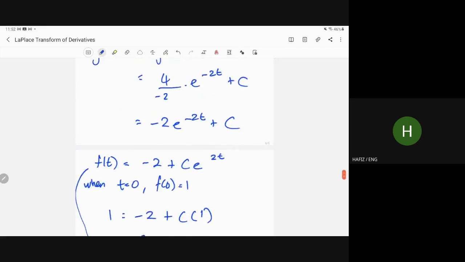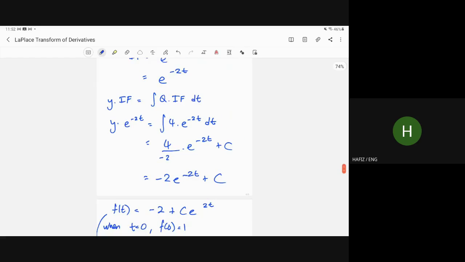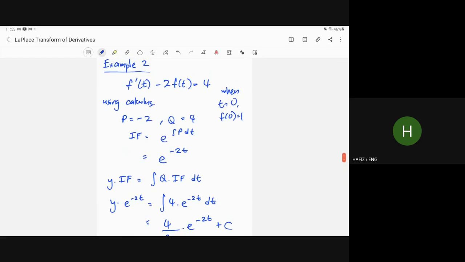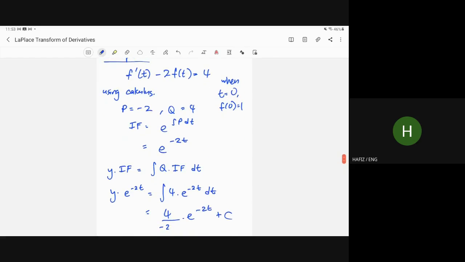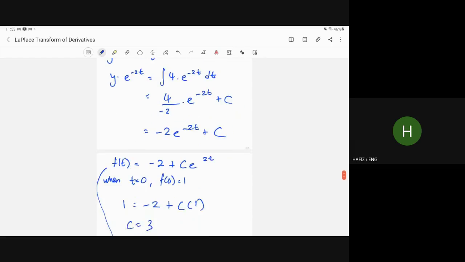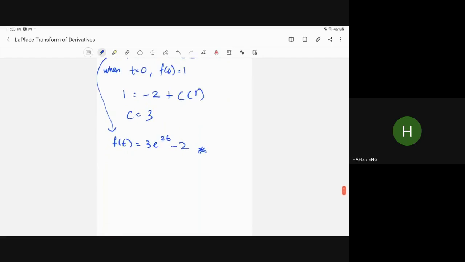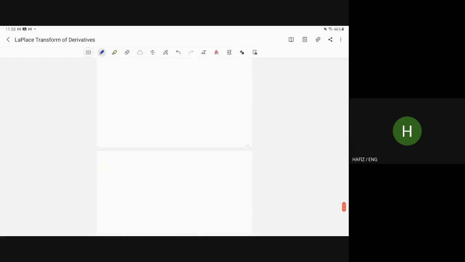Okay, so that is the final answer. So this is using the calculus method that we learned before, using the IF method. Now we will redo that using Laplace transform and check the answer. So the same question, f'(t) minus 2f(t) equals to 4. Okay, so you apply Laplace to both sides.